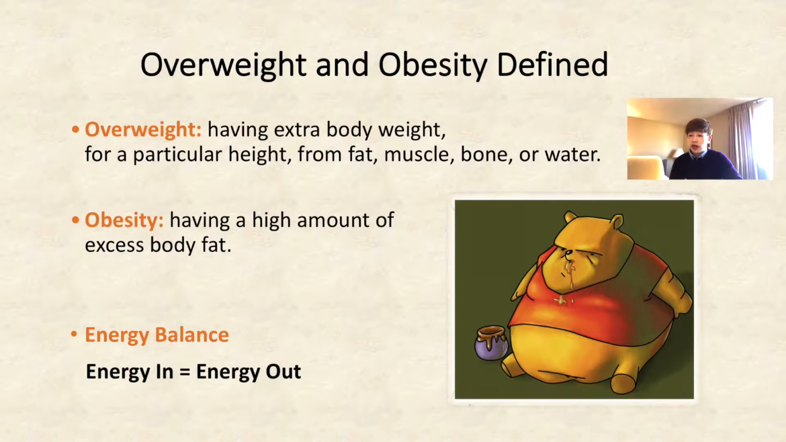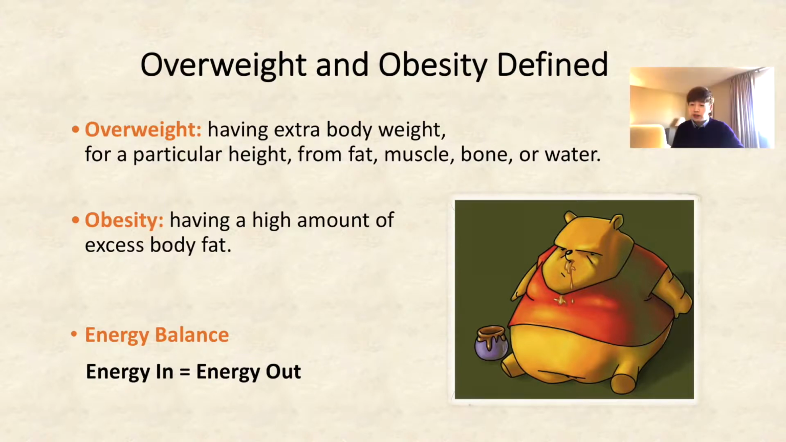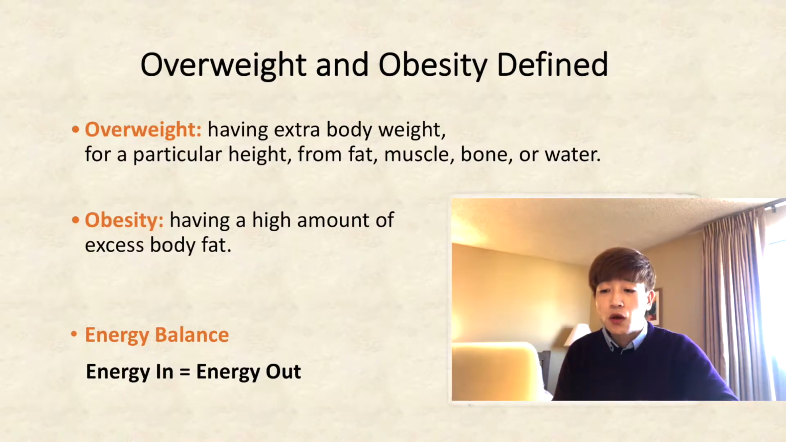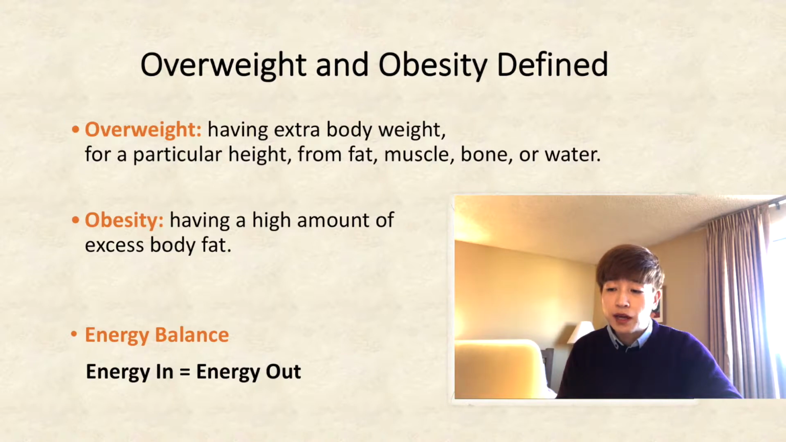So before we get into the nutrition stuff, I would like to take a look at the overweight and obesity. The definitions are on the slide. If you understand the principle of energy balance, you will be able to understand the causes of the overweight and obesity as well. Energy balance occurs when the amount of energy an individual consumes through eating and drinking equals the amount of energy an individual's body uses for growing, metabolism, and everyday activity.